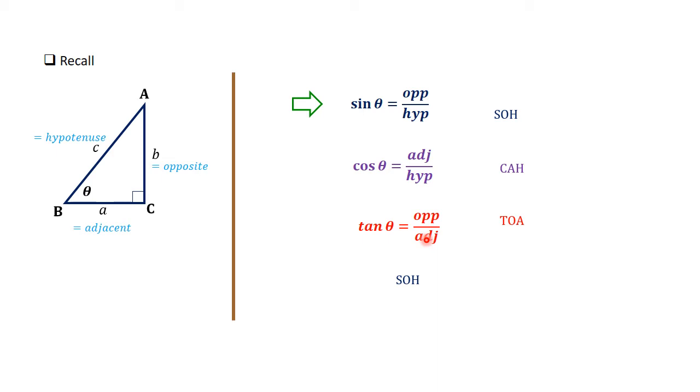To help us remember, we normally say SOHCAHTOA. The SOH is sine is equals to opposite over hypotenuse, CAH is cosine is equals to adjacent over hypotenuse, and TOA is tangent is equals to opposite over adjacent. Maybe to tie this all together, I need to mention two things.